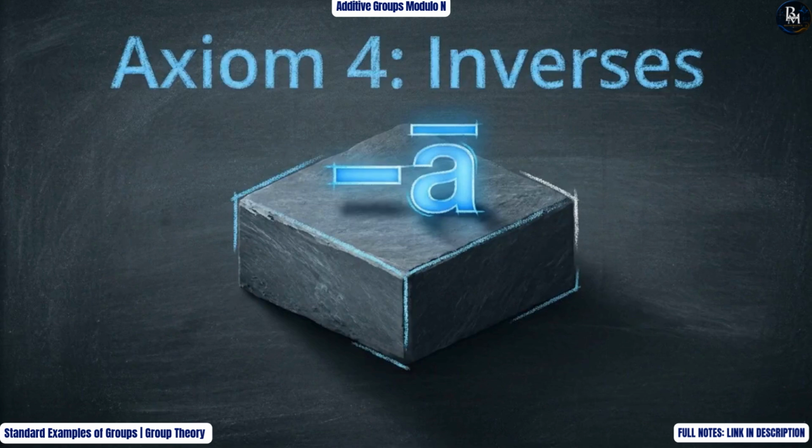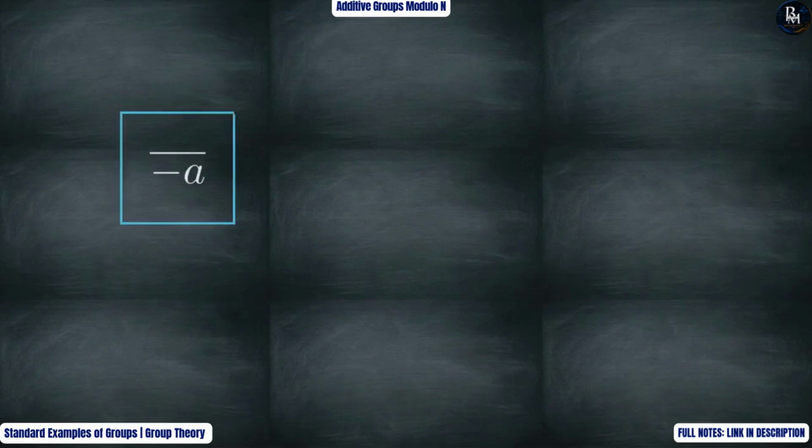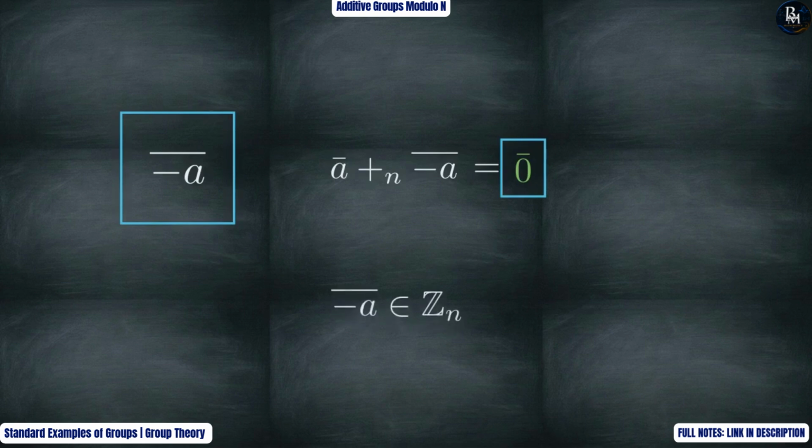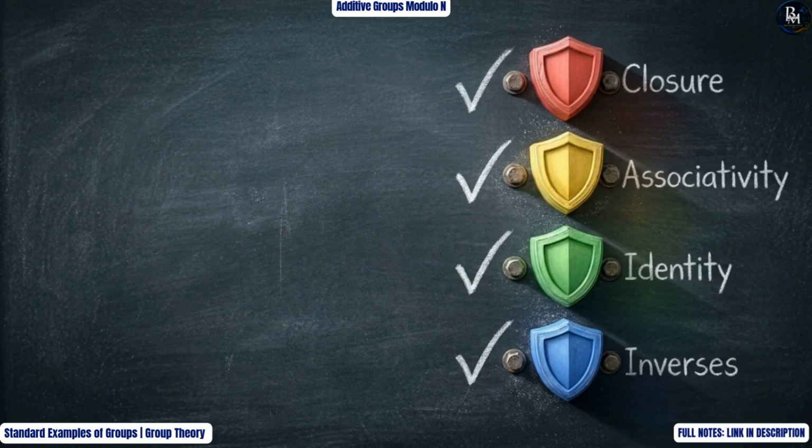Finally, we address axiom 4, additive inverses. For any class a bar, we propose the class of negative a as its inverse. When we combine the class of a with the class of negative a, the representatives sum to 0. This produces the 0 bar identity element, as shown in this proof layout. The inverse itself is a residue class modulo n, ensuring it remains a valid element of the set. With all 4 axioms satisfied, and exactly n elements in the set, we have proven that Z sub n plus sub n is a finite group.